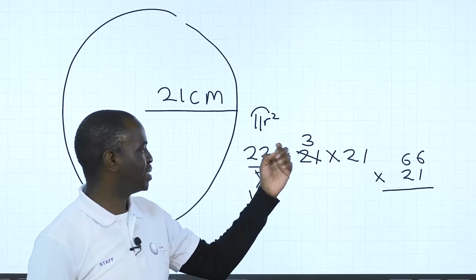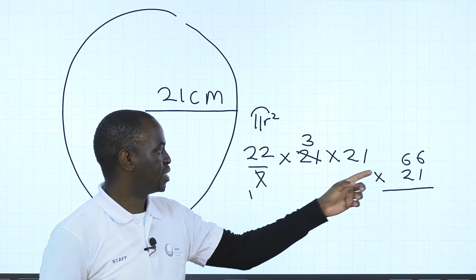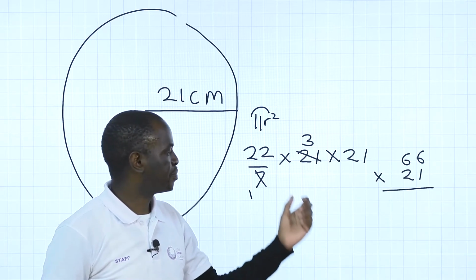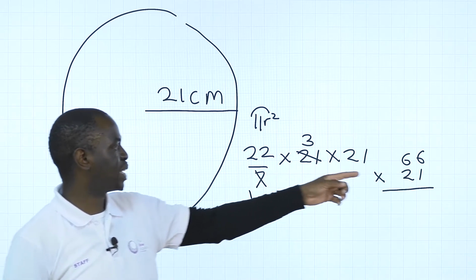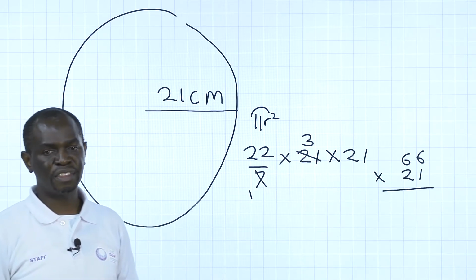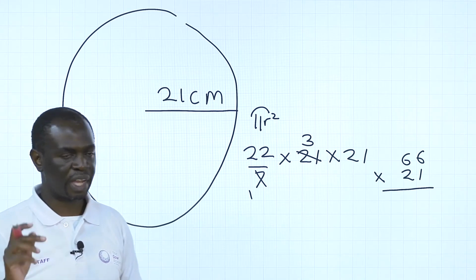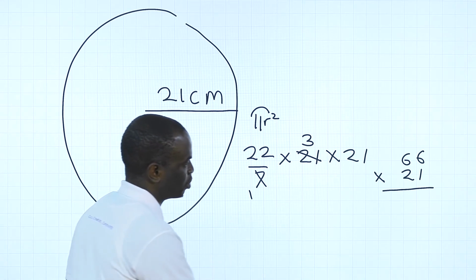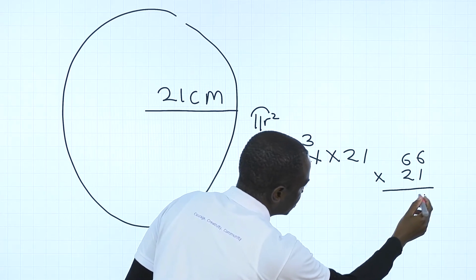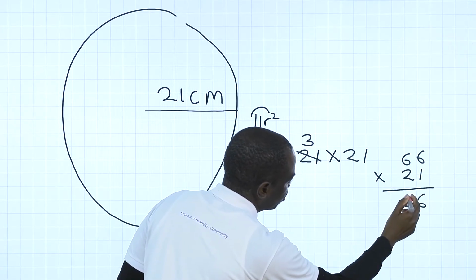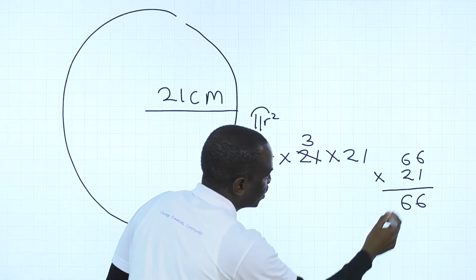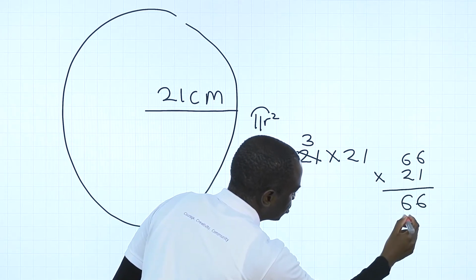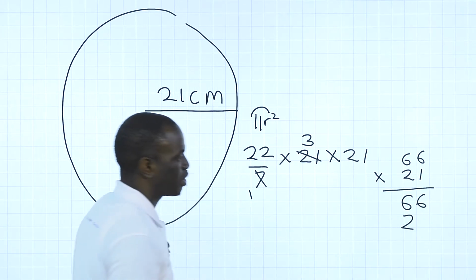After I've multiplied 22 by 3, it gave me 66. I'm also going to multiply 66 by 21. And then we're going to continue and see the answer that we're going to get. So 6 times 1 will give me 6. 6 times 1 will also give me 6 there. 2 times 6 will give me 12. And I'll carry my 1.